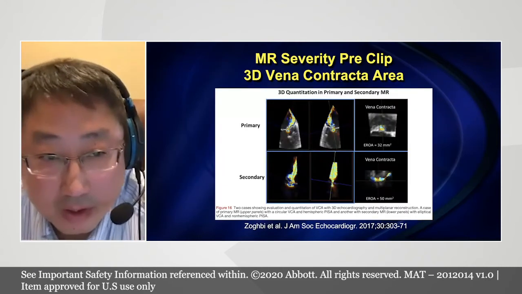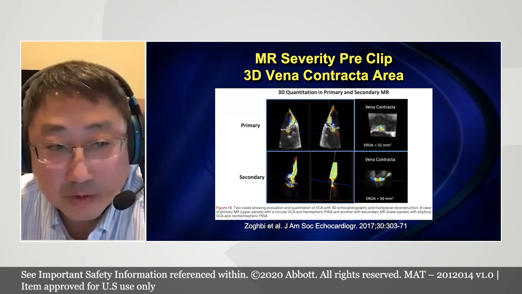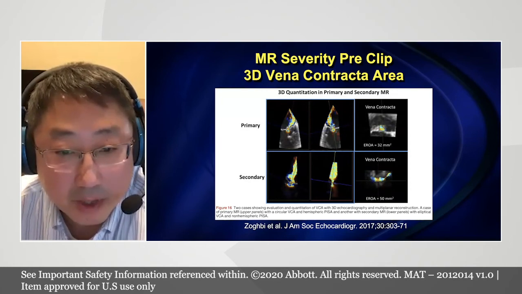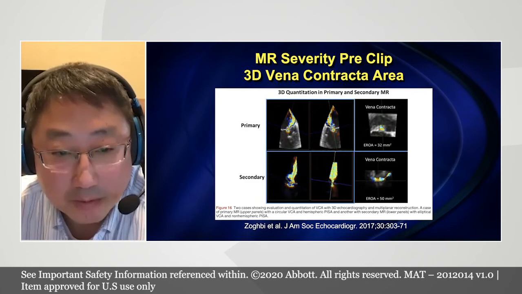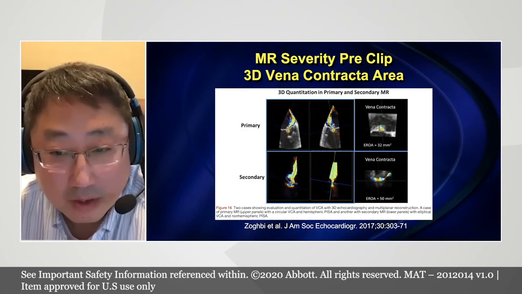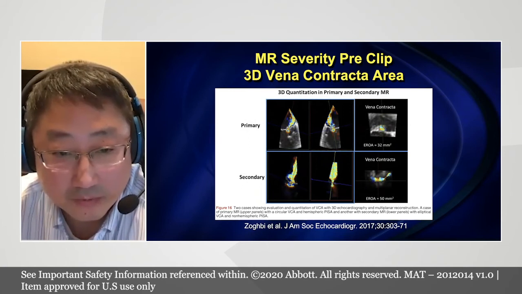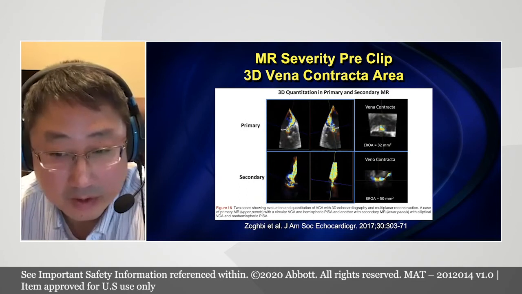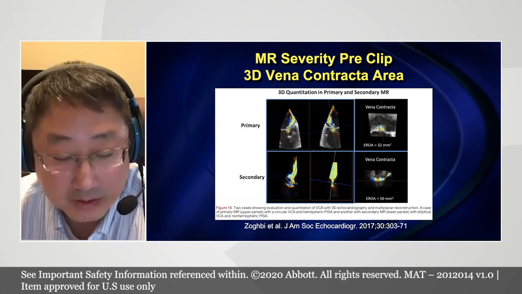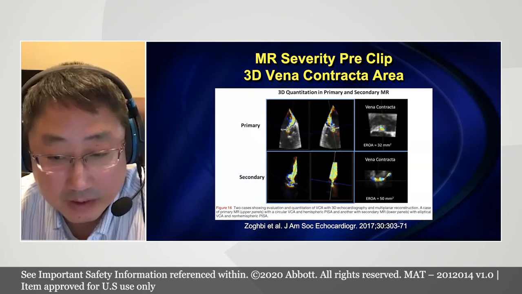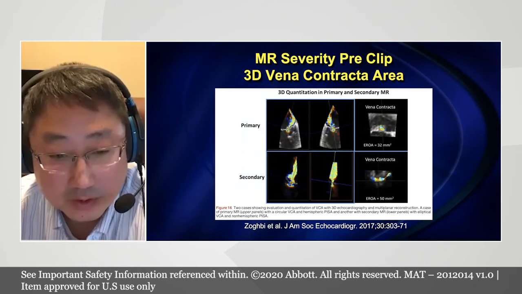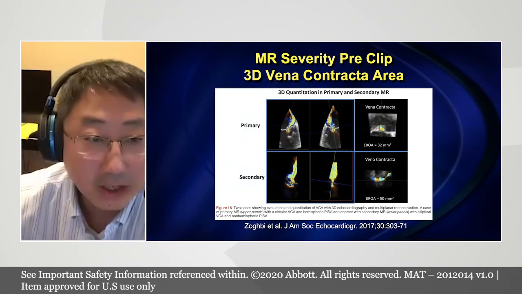As mentioned before, with the newer systems and with multiplanar reconstruction, I think 3D vena contracta area is a very promising measure. And we can do this pre-clip and post-clip. This is an example from the guidelines showing that this can be very helpful when you have a non-circular orifice. On the left-hand side, the color looks similar between the top and bottom, but you can see that we have a very crescentic orifice with the secondary MR, and that we end up having a larger vena contracta area. And so this can be done again pre-clip, and it can be done post-clip.